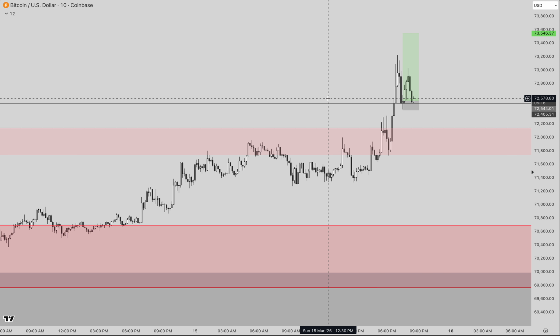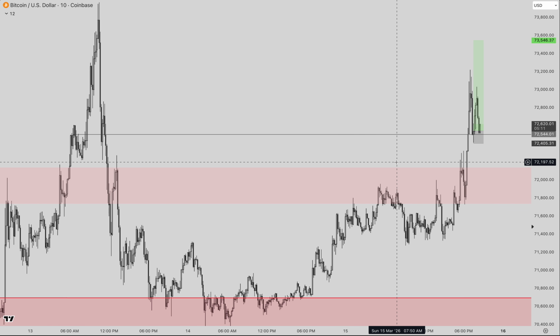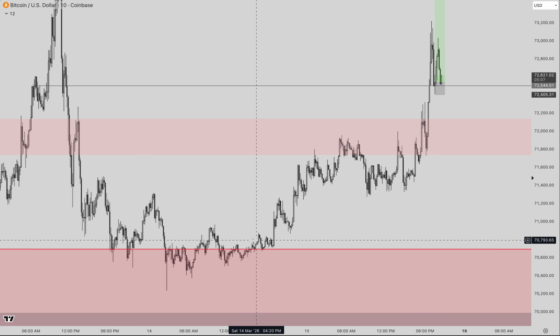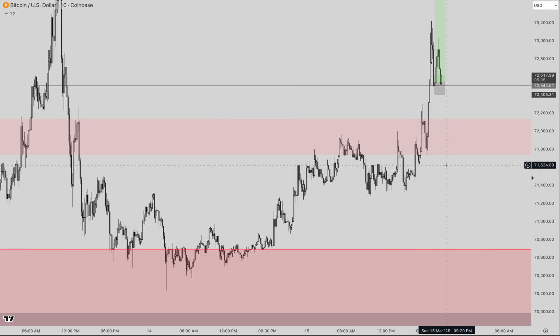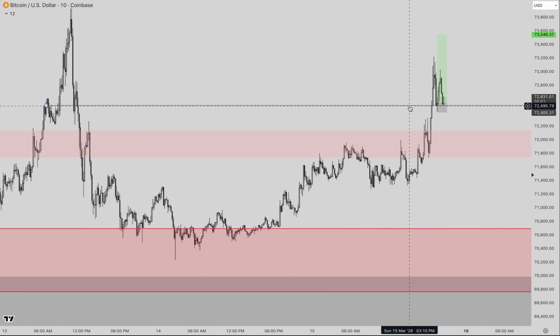So, obviously it doesn't matter. I wasn't in the trade. But the idea played out. And honestly, anyone shorting this, I'd be curious to know why you're shorting this. There's no sign of weakness here at all. Even after we mitigated some supply up here and we rotated back over this NPOC, there's no sign of weakness.